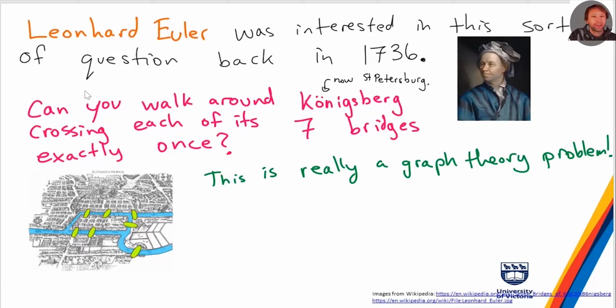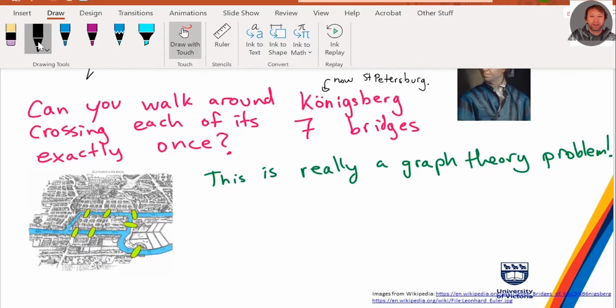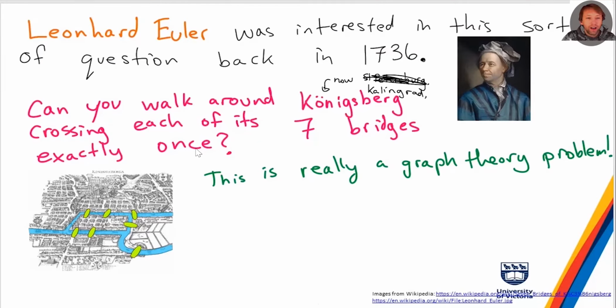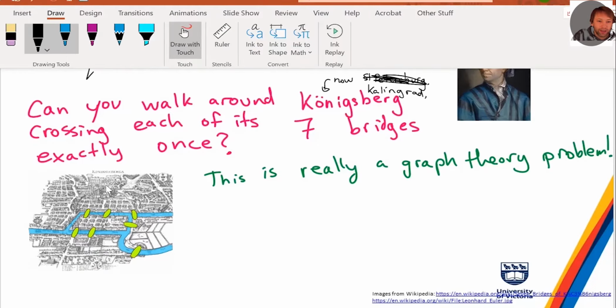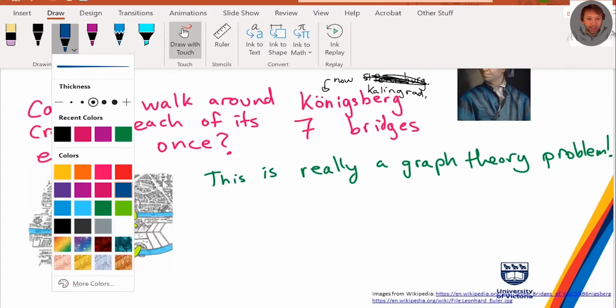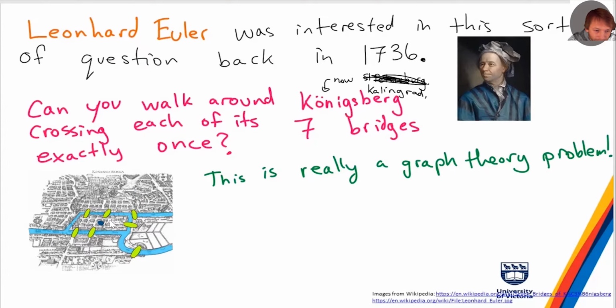Oh, Kaliningrad. Okay, my bad. So not St. Petersburg, it's now Kaliningrad. Great, thank you. And here's a picture of the way that Königsberg looked back then. It doesn't look like this anymore, but you've got these seven different bridges shown in green, and you've got these different regions of the city. So this is actually a graph theory problem, if you think about it. Because I can take each region and represent it as a vertex. Here I'm going to call that one A. I'll call this part of the city B. I'll call that one C and this one D. Okay, I think that's all of them.